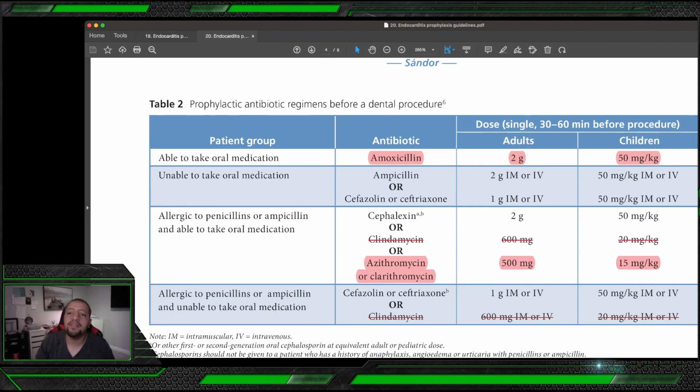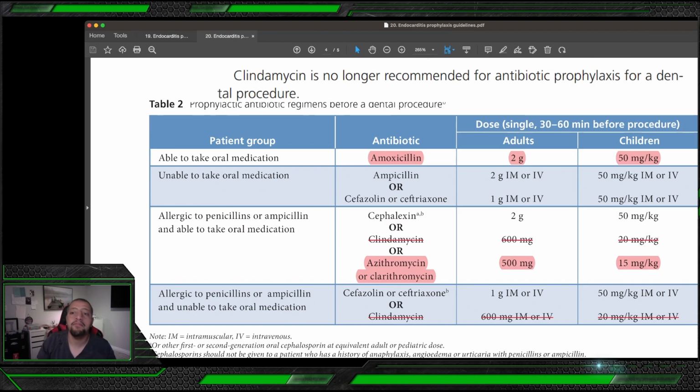Okay, amoxicillin, the dose is 2 grams, and you should memorize this number. Or if he's a child, you go for 50 milligrams per kilogram, and you give it 30 to 60 minutes before the procedure.